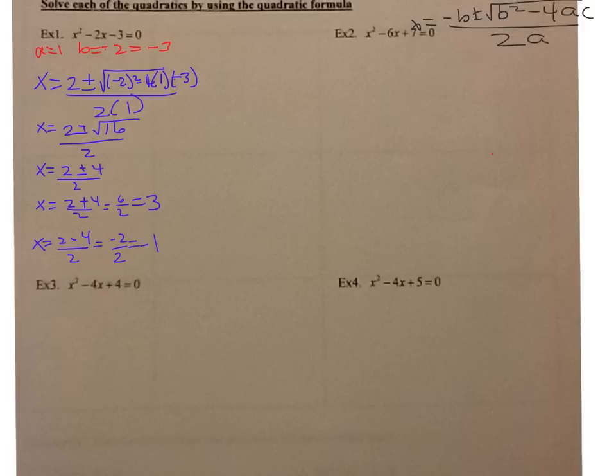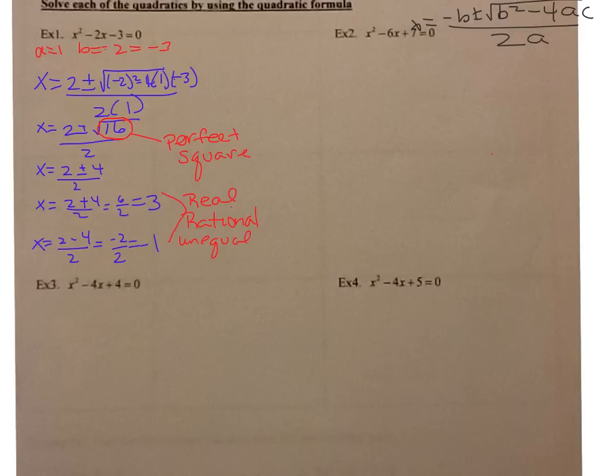Okay, this is what I want you to take a look at. Notice the number underneath my radical is a perfect square. So write that down: perfect square. And then my answers, my roots, my zeros, my solutions, they are real, they are rational, and they're 2 different ones, so they are unequal. So when I have a perfect square, I get real, rational, unequal roots.